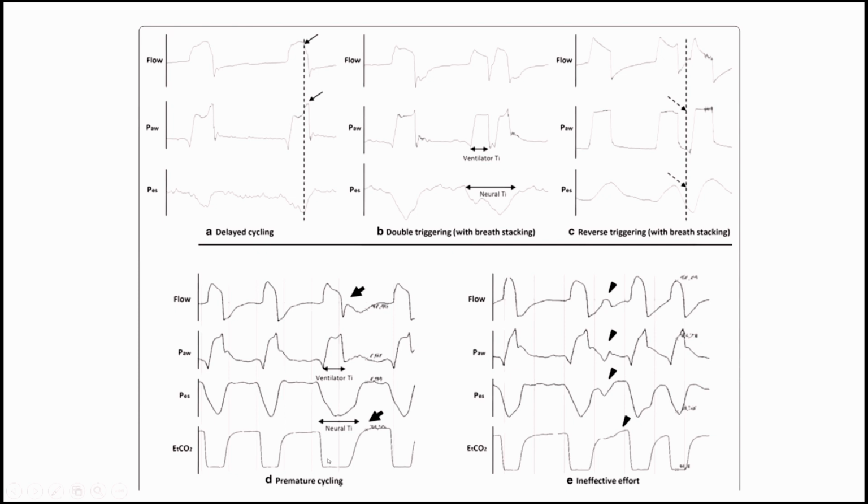Here you have the premature cycling. The neural TI is the patient's inspiratory time, but here the ventilator inspiratory time is very short. So soon after that, the patient is taking another breath. So this is a premature cycling with what looks like a failed trigger. And this is again an ineffective effort. The patient is attempting to breathe, but there is no ventilator breath.